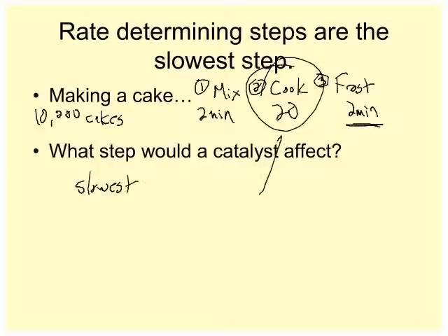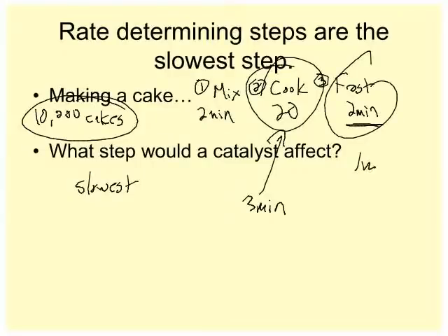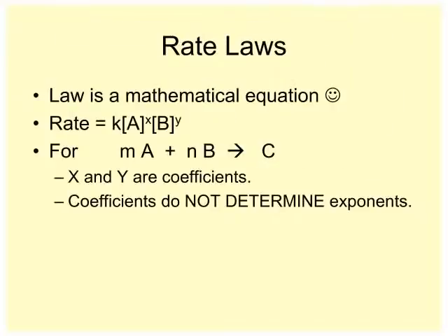So let's pretend I could use a microwave instead and I could cook it in 3 minutes. Doesn't that substantially change the time it takes to cook 10,000 cakes? What if I found a way to frost it in 1 minute? Would that have a huge effect? No, it doesn't, because that's only added once, to be honest with you, while you're waiting.